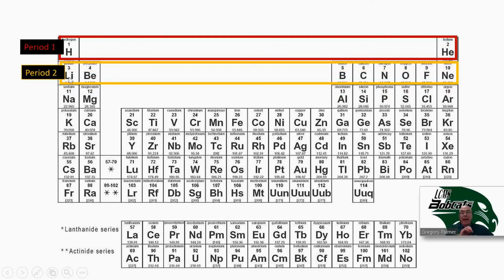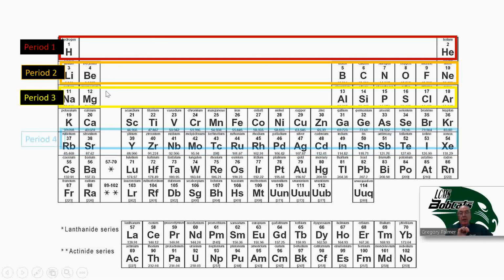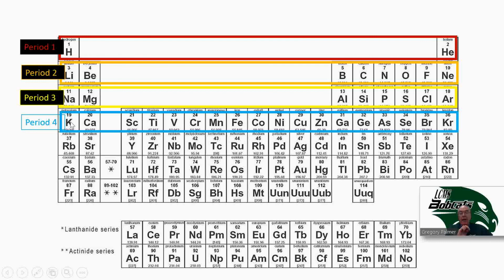Period 2 has every element on here, like the model we looked at of beryllium that had 2 energy levels. Lithium has 2 energy levels. Boron, carbon, nitrogen, oxygen, fluorine, neon, they all have 2 energy levels, each of those elements. Okay, so they're all on period 2. Period 3 with sodium, magnesium, aluminum, phosphorus, sulfur, chlorine, and argon all have 3 energy levels. So we have 2, 8, 8, and then we have period 4. Okay, all of these have 4 energy levels in their models.